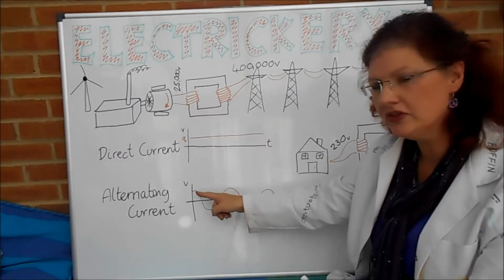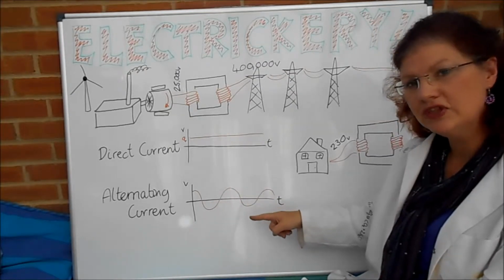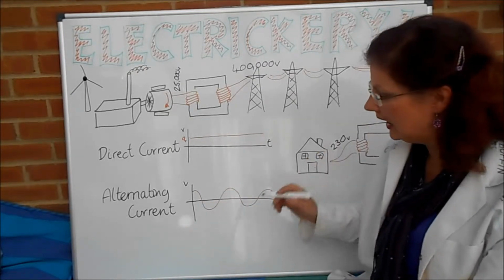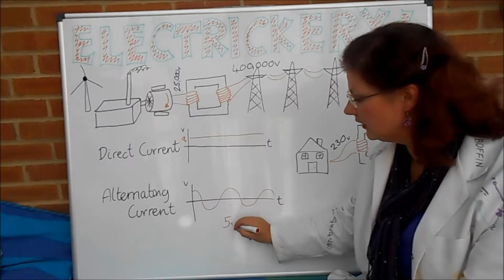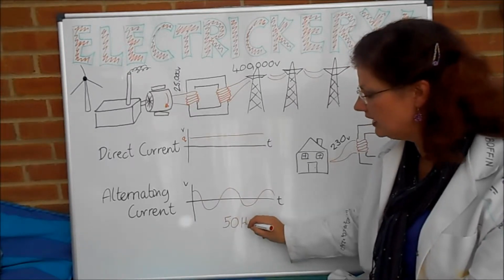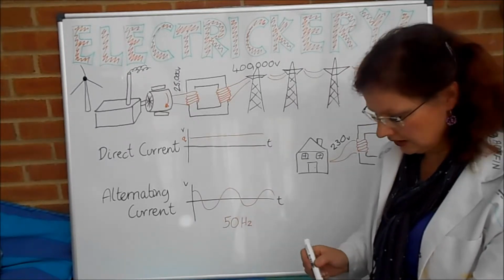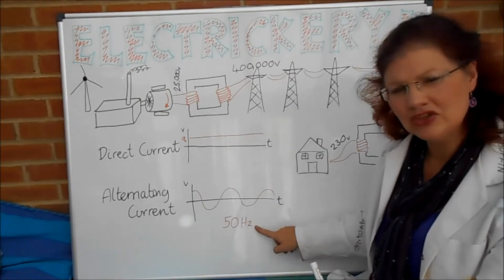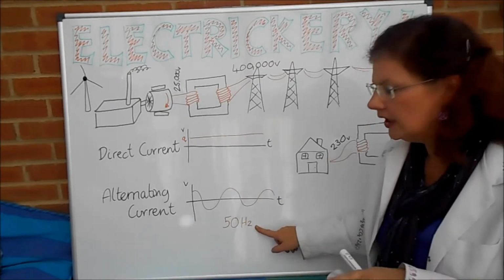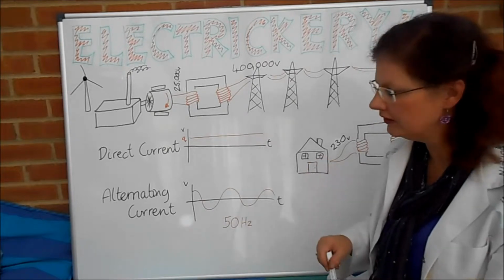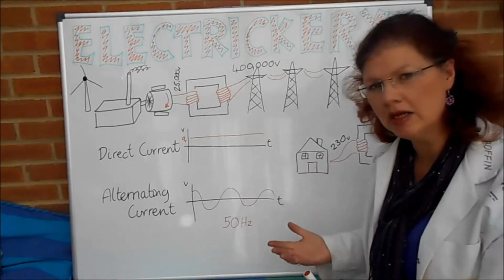It flips from positive to negative, to positive to negative, all the time. And in Britain, it does this at 50 times a second. And the unit for times a second is this Hz. It's not Heinz, not beans, it's hertz. And that's not car rentals either. 50 hertz is 50 times per second.